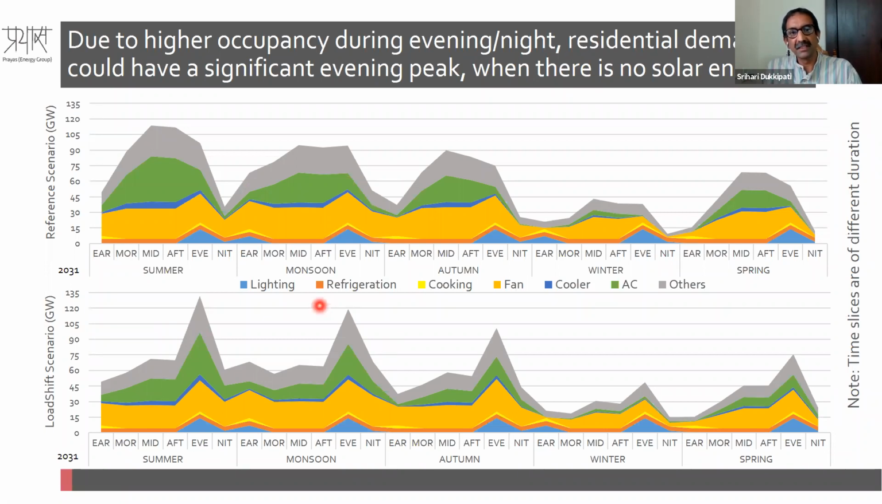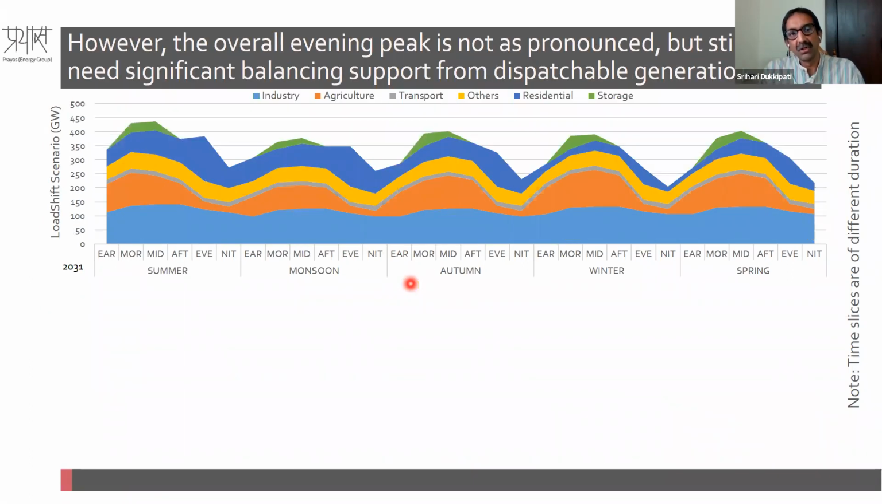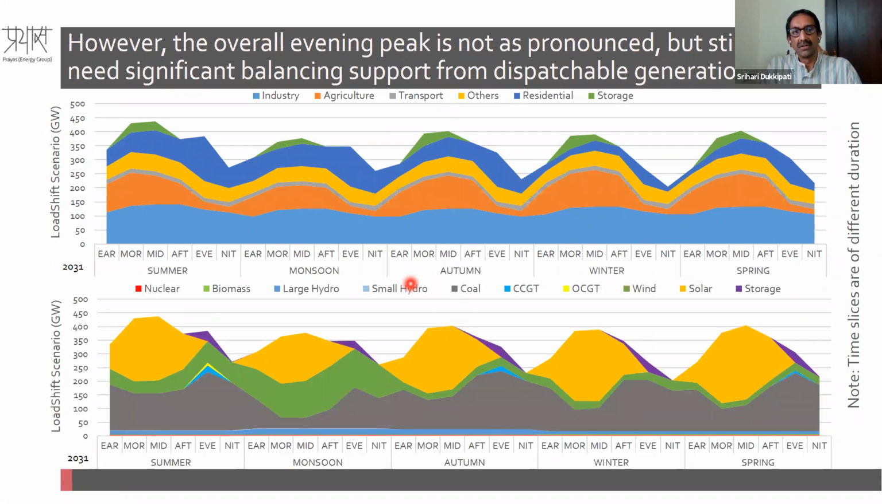Now we can see that the residential demand has a significant evening peak when there is no solar energy. However, the overall evening peak is not as pronounced when we look at the overall demand across all sectors. But having said that, there is a significant role for different dispatchable generation sources to play in meeting this additional demand. For example, we can see that in certain seasons, in the evening and afternoon, there is a huge ramp of the coal-based capacity. Gas also comes in at certain points, and storage also plays a role in balancing the supply and demand. So these are some of the insights that we have seen.